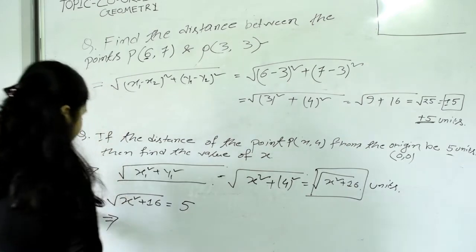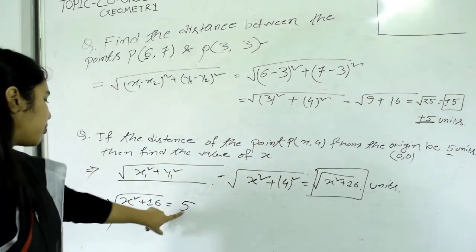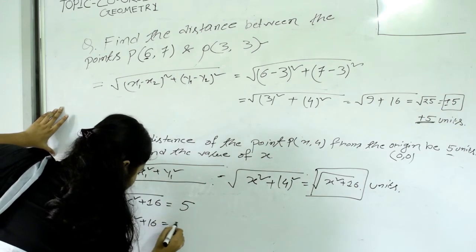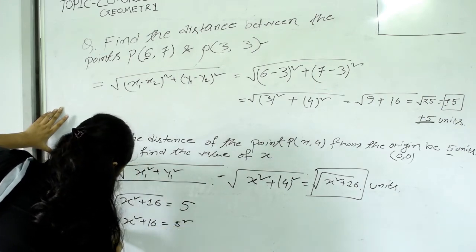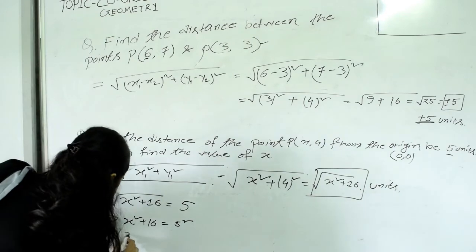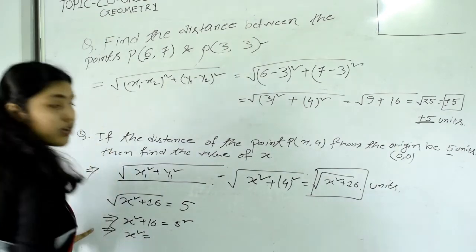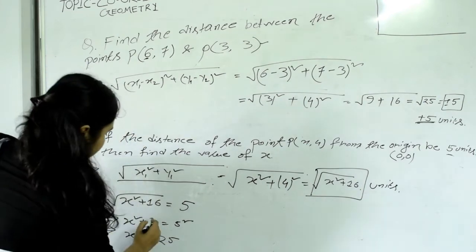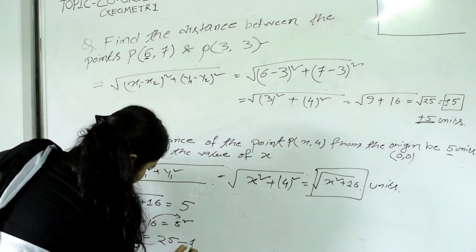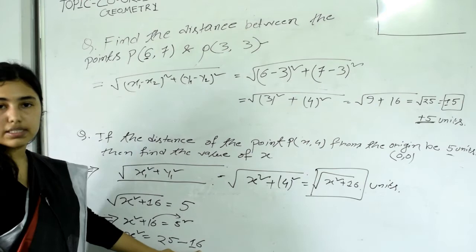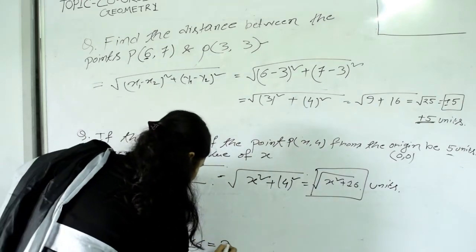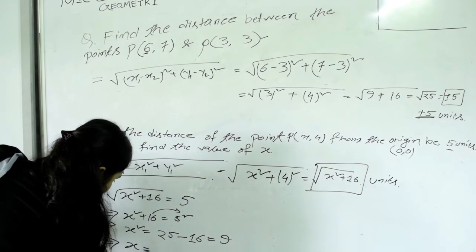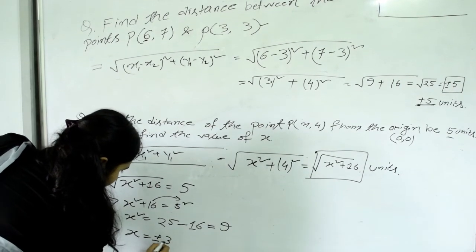Which implies, now take square on both sides. So x square plus 16 is equal to 5 square, which implies x square is equal to 5 square, which is 25. Now take this 16 to this side. So 25 minus 16 is equal to 9, right? So x is equal to plus minus 3.